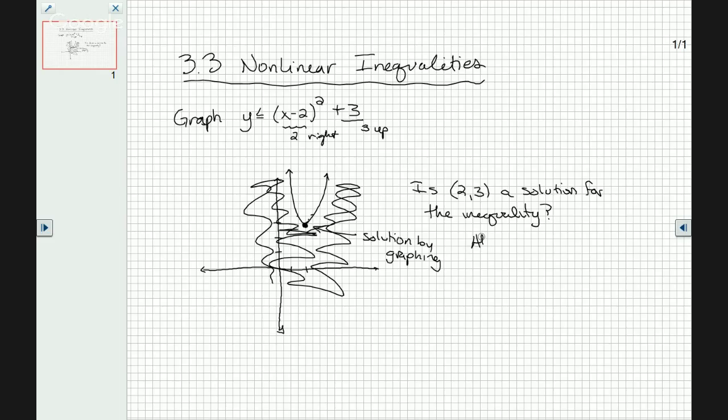Algebraically, you can plug it in for y and x and do that. Is that true? Yeah, true. So there's a couple ways to do it. I'm not going to ask you to do it one way or the other, you just do it however you want. Okay. Again, be cautious. Your graph has to be accurate if you're going to use the graphical method.